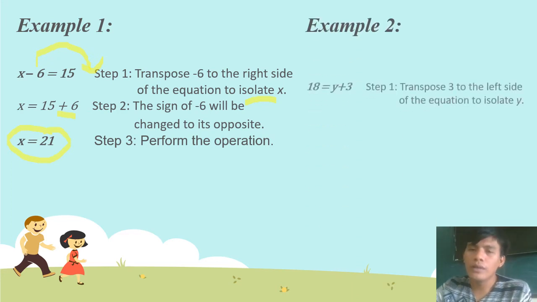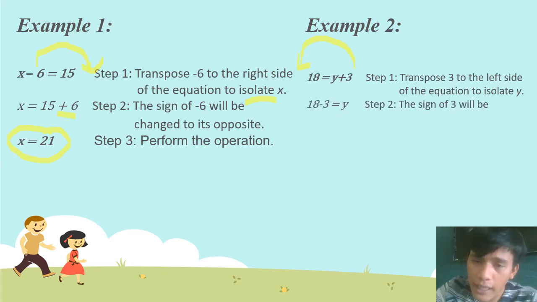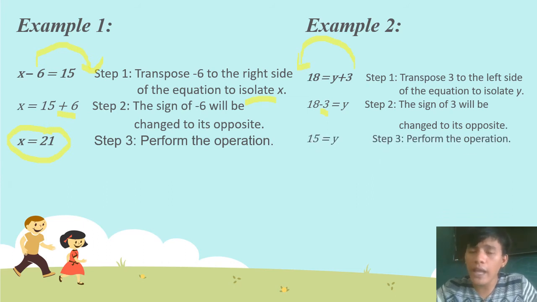Example 2. 18 is equal to y plus 3. We need to transpose 3 to the left side of the equation to isolate y. So when you transpose positive 3, it will turn to negative 3. Therefore, it is 18 minus 3 is equal to y. Then we need to perform the operation, 18 minus 3, and that is 15. Therefore, the value of y is equal to 15.